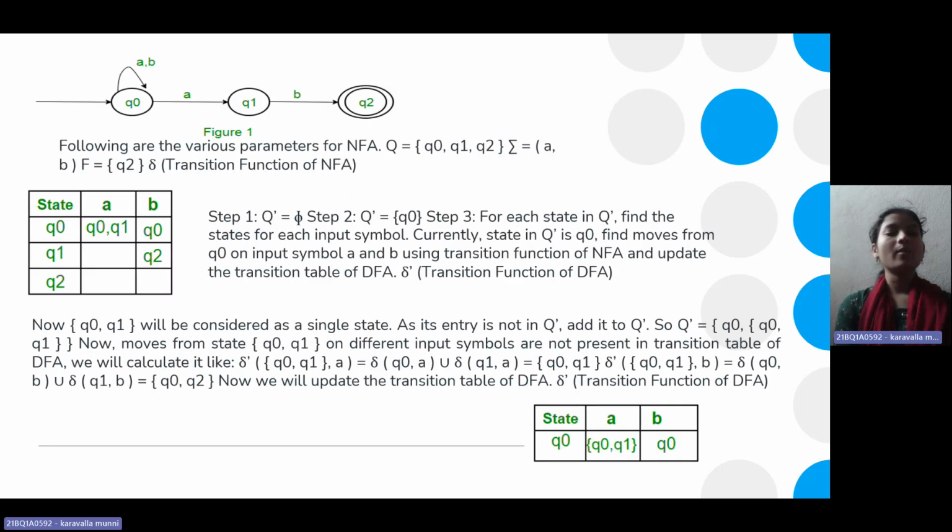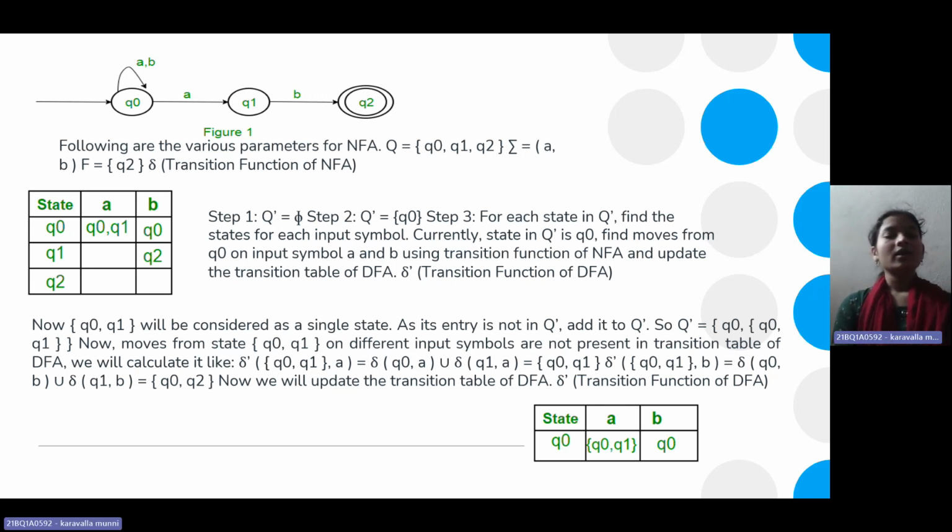Here is an example. The following are the various parameters for the NFA: Q, Σ, δ, q0, F. Here Q is the set of states Q0, Q1, Q2, and the terminals are A and B. Here F is the final state, Q2 is the final state, and Q0 is the starting state.